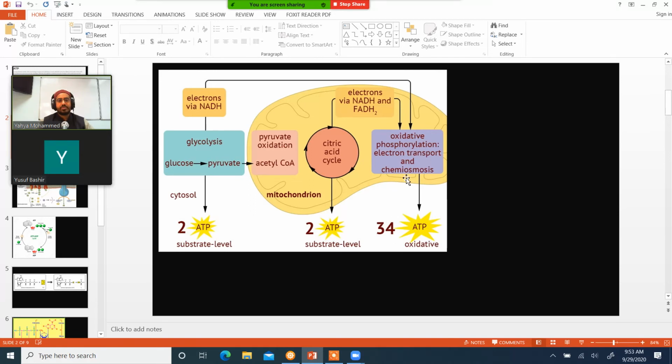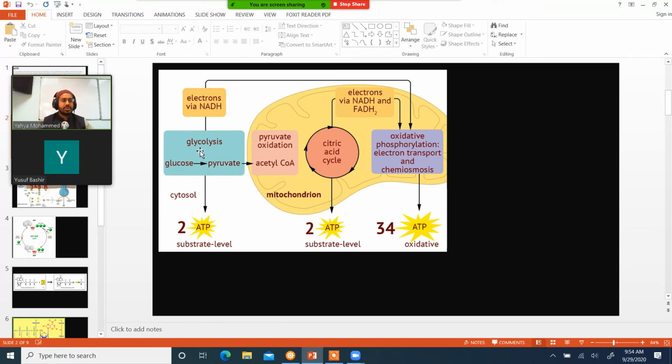Oxidative phosphorylation, electron transport, and chemiosmosis. We're going to talk a little more about this next lesson. But these last two things occur in the mitochondria, whereas glycolysis occurs outside, in the cytosol. Glycolysis, where the water dissolves the mitochondria or something like that?